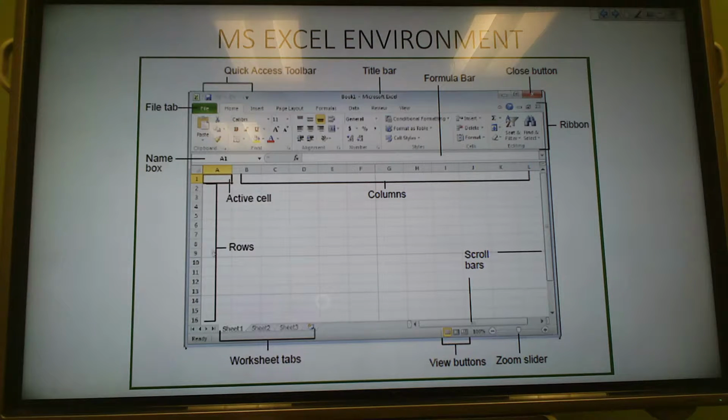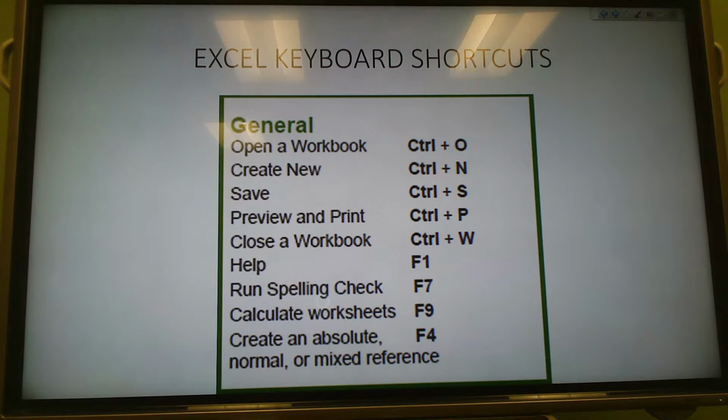So you've got a list of rows, and you've got a list of columns, and then you've got your scroll bars over the side here, and then you've got your worksheets. Usually it comes with 3. You can add them, or you can even rename these. And then below that, you're going to have your view buttons, and then your zoom slider bar over there, which you're familiar with. And you've got your keyboard shortcuts.